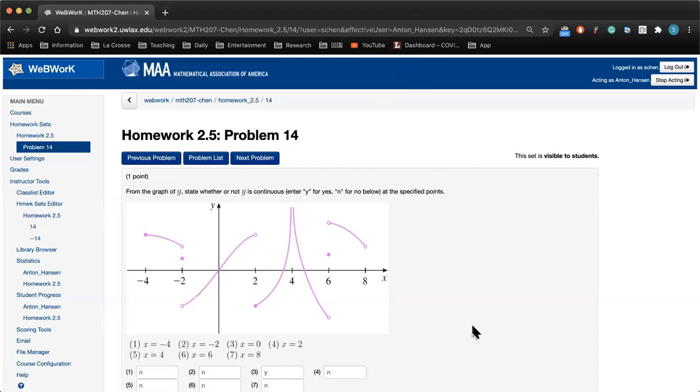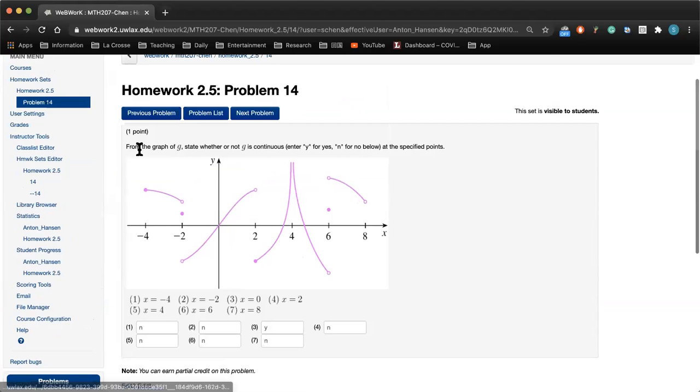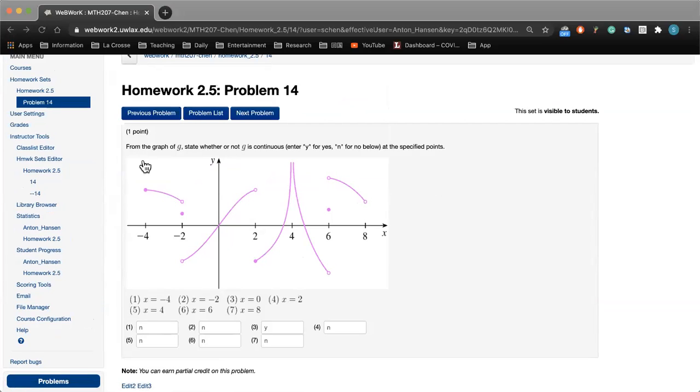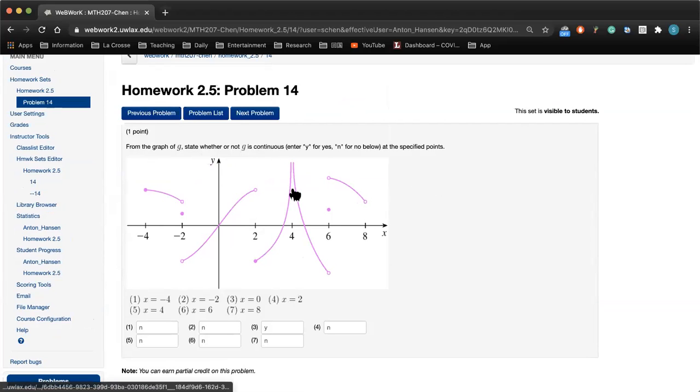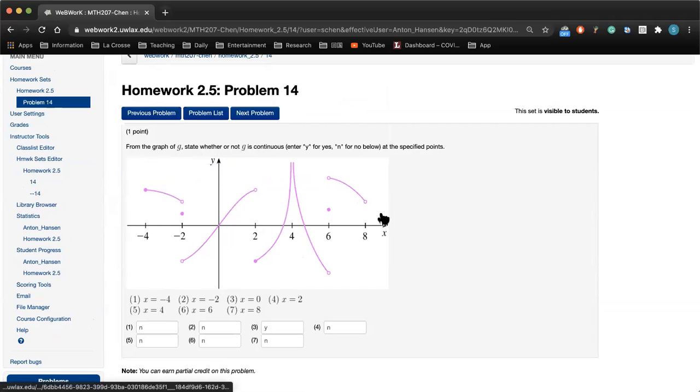Okay, let's talk about problem 14. Find the graph of G. Can everybody see my screen? State whether or not G is continuous. Enter yes, it's yes, and this is no. At -4, is it continuous? Technically, it should be left continuous. Sorry, right continuous. At -4, right? So it's not continuous.